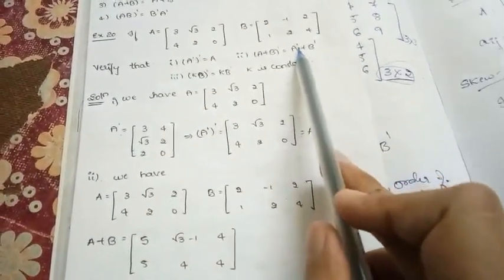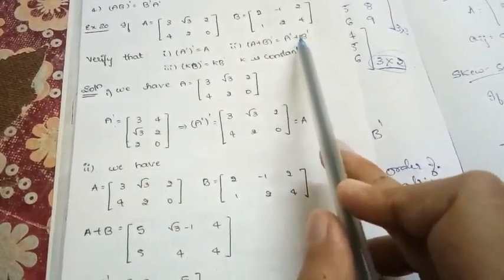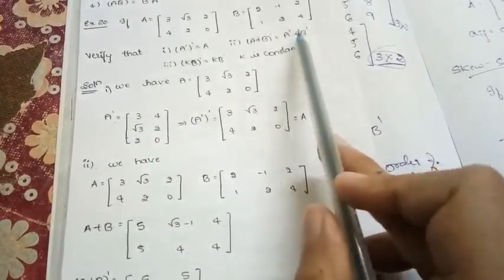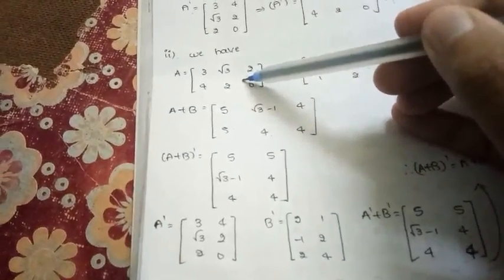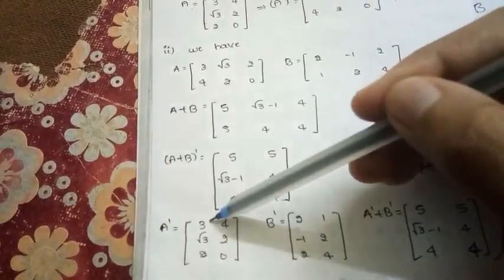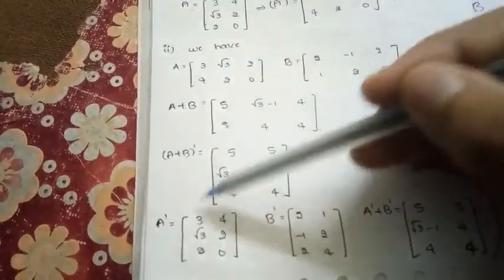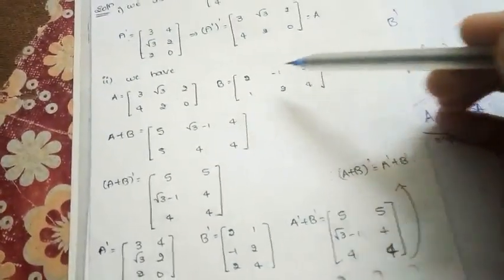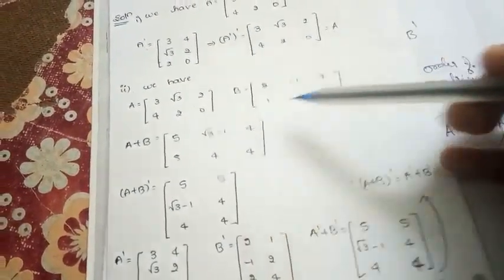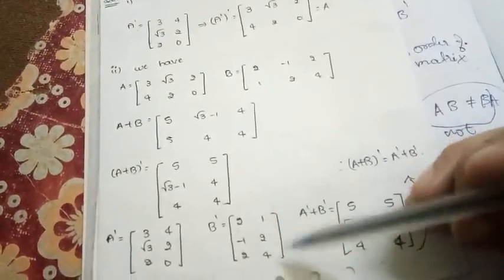Then what is our RHS? It is nothing but A transpose plus B transpose. To take the sum, we must know A transpose and B transpose. So we have the matrix A here. Then the transpose of A is nothing but 3, root 3, 2: the first row has changed into the first column. 4, 2, 0, second column. 2, minus 1, 2, first column. 1, 2, 4, it has become our second column.